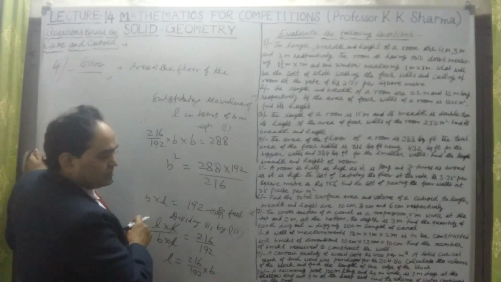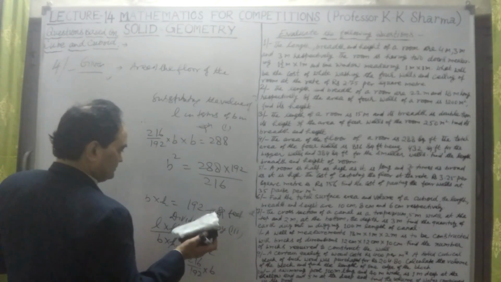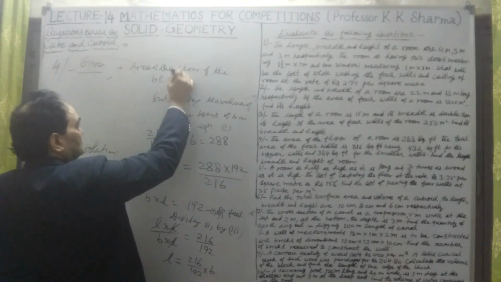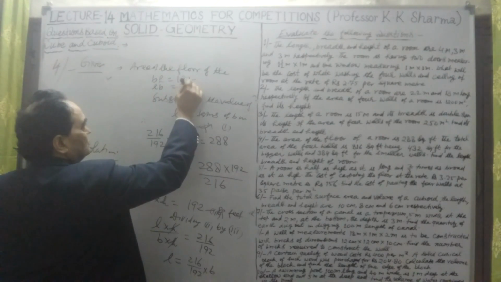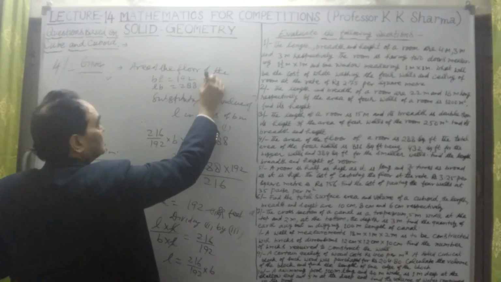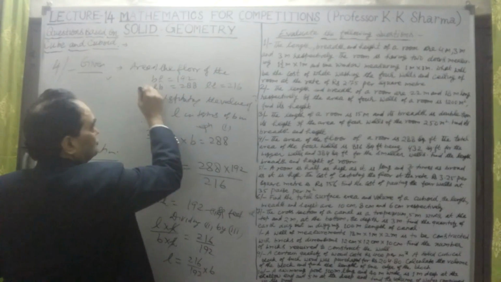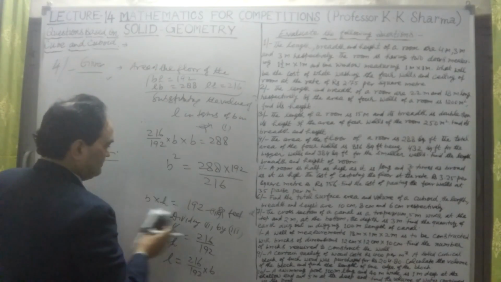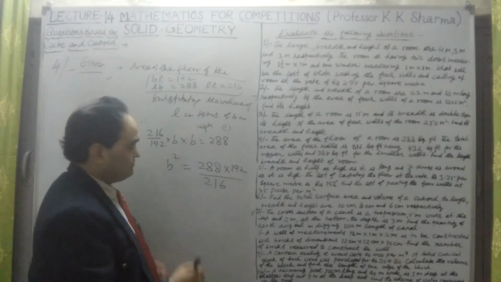Now solving it, let me further solve it. These values were B into H is equal to 192, L into B is equal to 288 we were given, and L into H was 216. These are three equations we have, but they may be used further just to solve them. Now let's first find the value of B. What is the value of B?